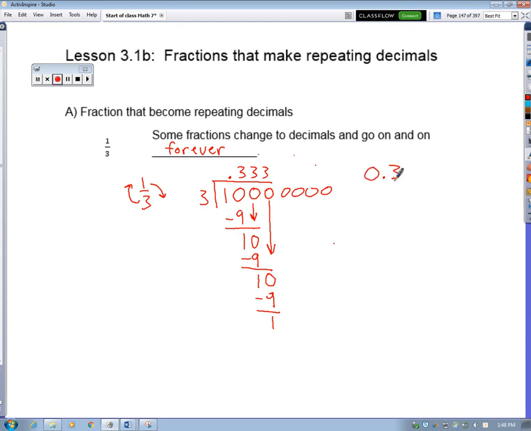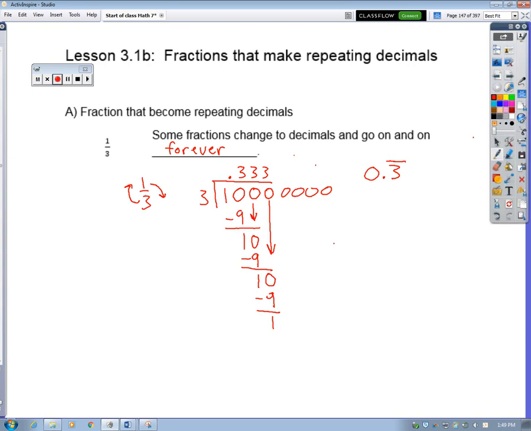0.3. But since the 3 keeps on going, we put this bar up here. This is a repeating bar. That lets everybody who speaks the math language know that this is 0.3 repeating, that it's always going to be 3's. So isn't that kind of nice? We don't have to keep dividing anymore. We can stop right there. Sneaky fractions. Those things are so sneaky.